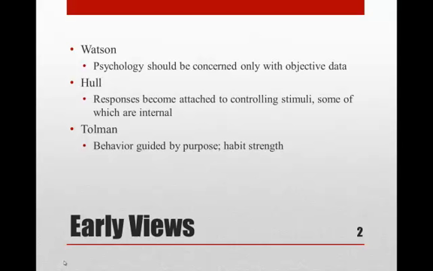Tolman suggested that behavior was guided by purpose or habit strength, and he said that we don't behave just because there's a stimulus telling us that we should behave in a particular way. We behave in a particular way because we have a purpose, because we have an intention. And again, that involves some thinking.